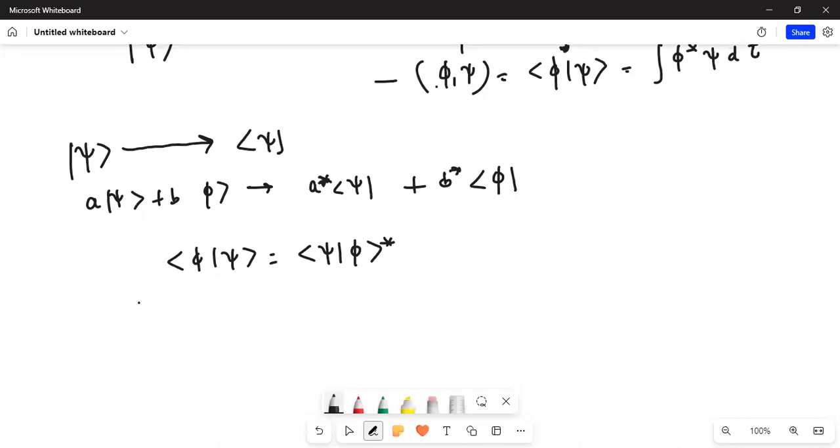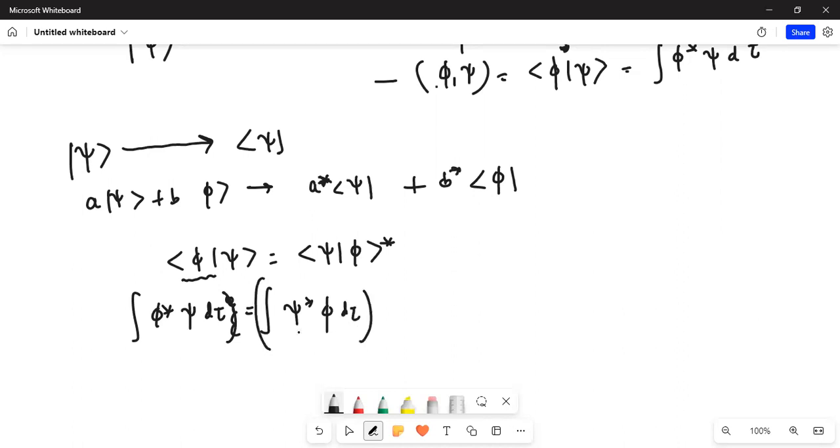If I want to write it in integral formalism, then I'll write phi star psi. Understand this is phi, which is the bra, so this is the conjugate transpose. Again, let me just write it. It will be equal to the integration of psi star phi, and the whole transpose.